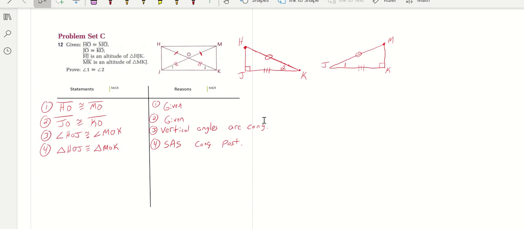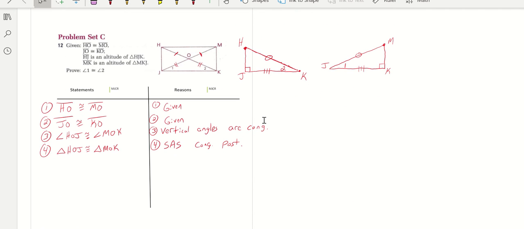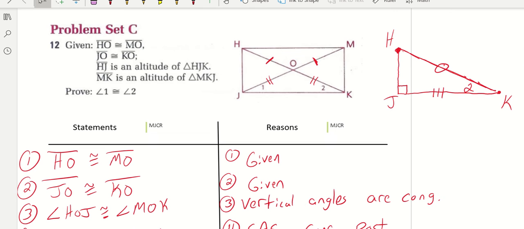On to number 12. All right, there's a lot going on here with number 12. First off, HO is congruent to MO. So let me zoom in here a bit. HO, 1 tick mark, is congruent to MO, 1 tick mark. Also, JO, I gave it 2 tick marks, is congruent to KO, 2 tick marks. We cannot assume that all 4 of these are congruent. We do not know that HO is congruent to JO. We don't know that MO is congruent to OK. So we do have to use different tick marks to show that they might be different lengths.